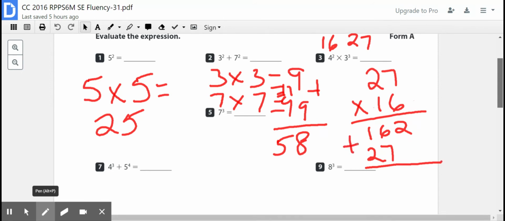And then we add. 2 plus nothing is going to be 2. 7 plus 6 is going to be 13. And then we carry our 1. And then for 2 plus 1 is 3, plus another 1 is going to be 4. And so the final answer for number 3 will be 432.